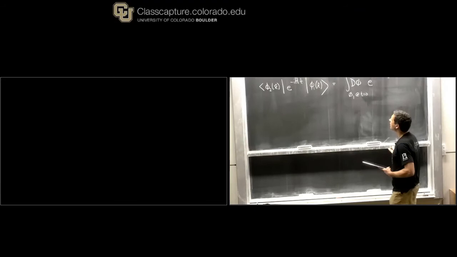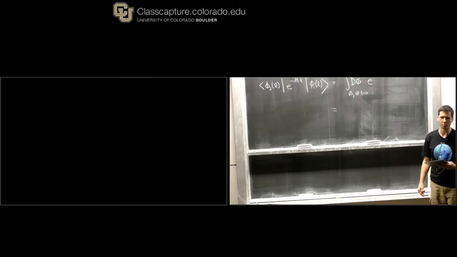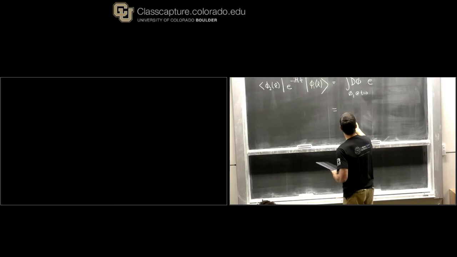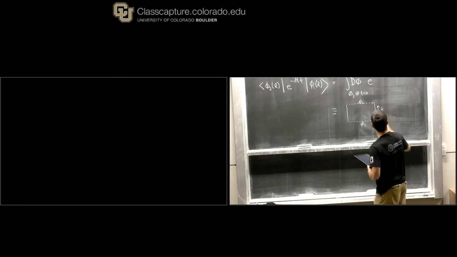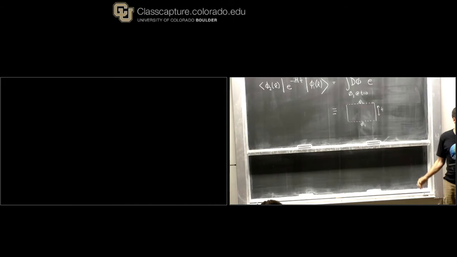And the reason I'm writing these formulas is because I never want to write them again, and I want to define for you a pictorial notation for this, which I'm going to be using, which is this. Okay, so I'm defining for you what this picture means. I'm going to put a phi 1 here, a phi 2 here, and a t here. So phi 1 is a function only of x. It's just a function on space. And when I draw pictures like this, I'm writing for you a path integral.